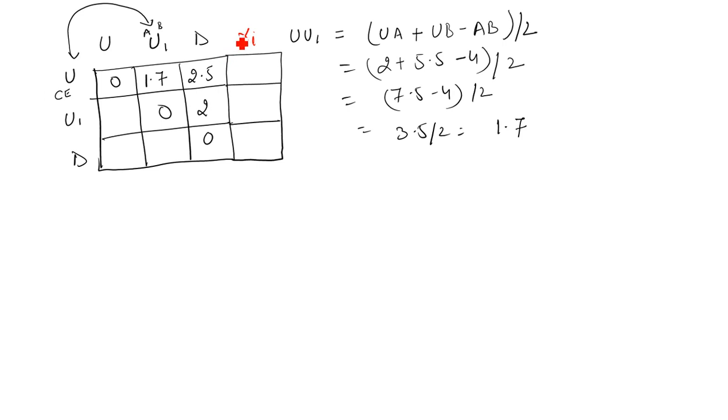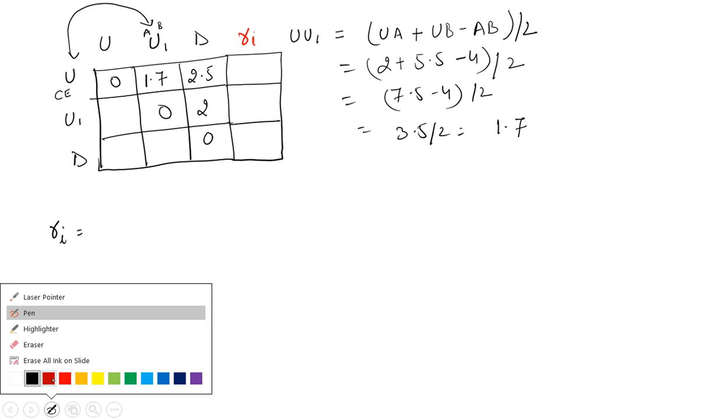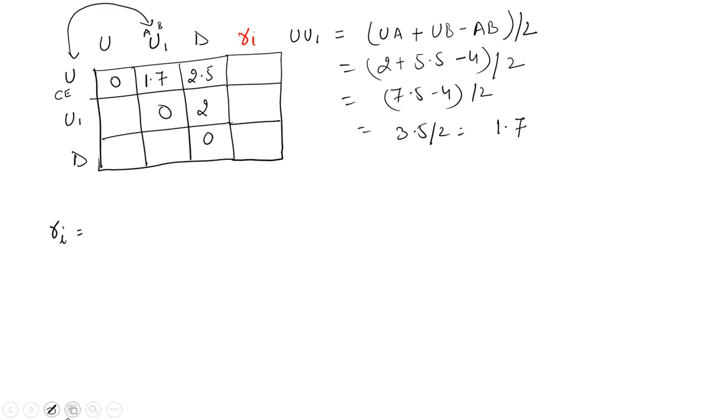Again we have to calculate the Ri. So what is Ri here? Again the formula is simple. For Ri, 2.5 and 1.5 we have to just add this. So 0.2, which is the color. So what will it be? It will be U1 plus UD equals Ri. So it will become 4.2.